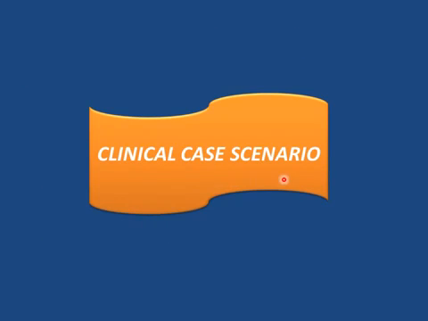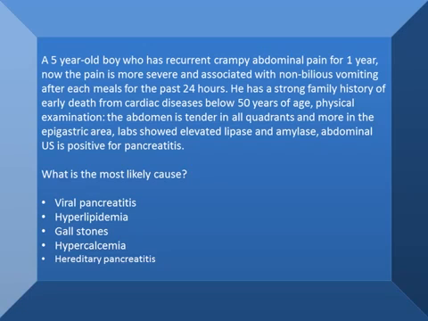Let's discuss a clinical case scenario. This is a 5-year-old boy who has had recurrent crampy abdominal pain for 1 year. Now the pain is more severe, associated with non-bilious vomiting after each meal for the past 24 hours. He has a strong family history of early death from cardiac disease below 50 years of age. Physical examination: the abdomen is tender in all quadrants and more in the epigastric area.